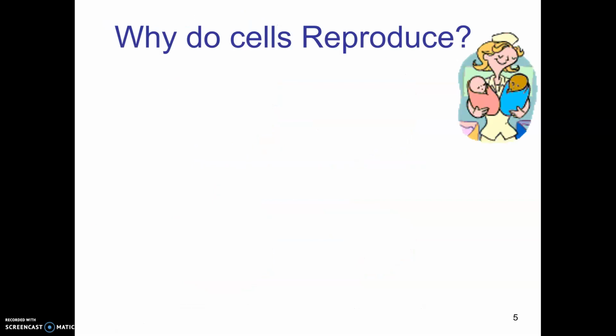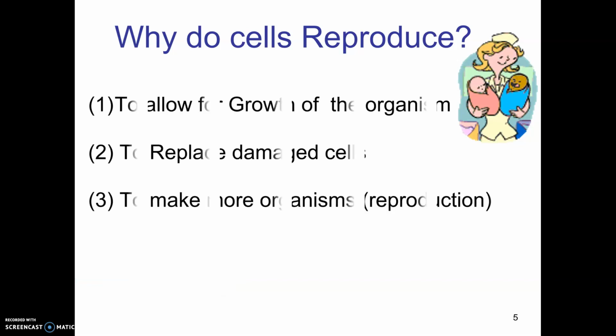All right, so let's start by talking about cell reproduction. Why do cells reproduce in the first place? Well, there's really three reasons. Number one, they allow the organisms to grow, right? You're made of way more cells than when you were born because you've made more cells to get bigger. Number two, to replace cells that become damaged when you get a cut or when cells just get worn out.